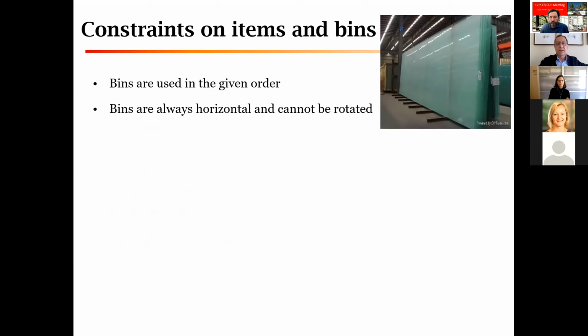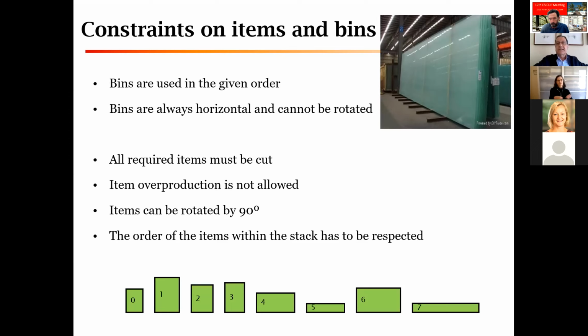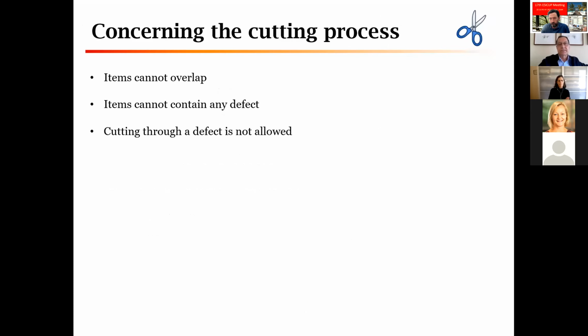So for our cutting problem, we have some bins that have to be used in a given order. They can't be swapped. And they are always horizontal and can't be rotated. For the items, all items have to be cut to meet the demand. No overproduction is allowed. Items can be rotated by 90 degrees, and items sometimes are grouped into small subsets which are ordered. They call that stacks. For instance, here, if you have a stack of 8 pieces, they have to be cut in this particular order. That imposes a partial order in the way the pieces can be cut.